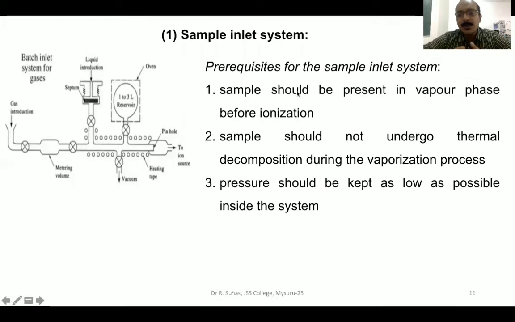The molecule should be intact. At the first instance itself, in the vaporization chamber, the sample should not be harmed. Fragmentation can take place only in the ionization chamber and not in the vaporization chamber. Another important prerequisite in the sample inlet system is that the pressure should be kept as low as possible inside the system. These are the three prerequisites for any sample in the inlet system. So this is about the first component, the sample inlet system.